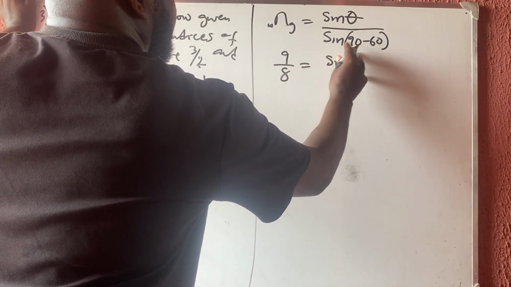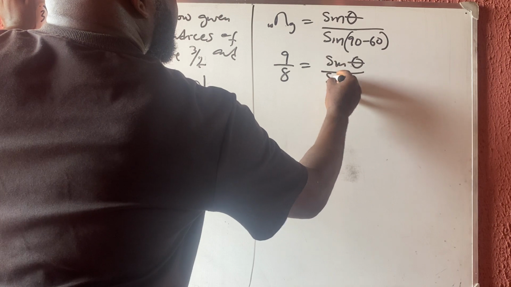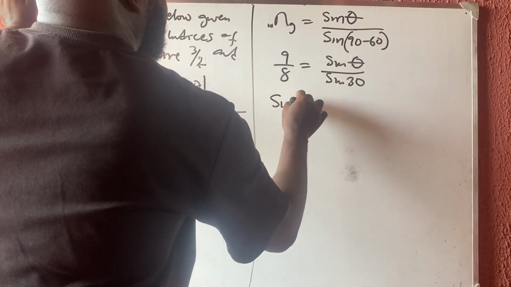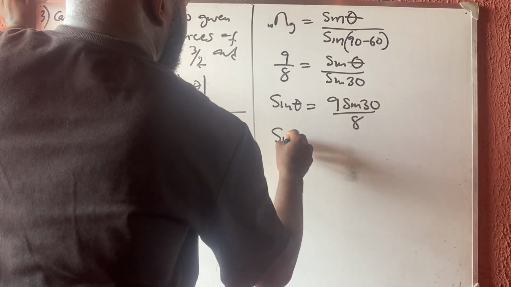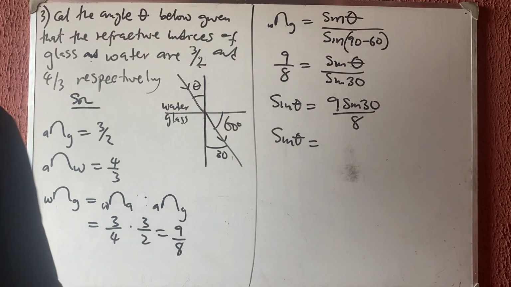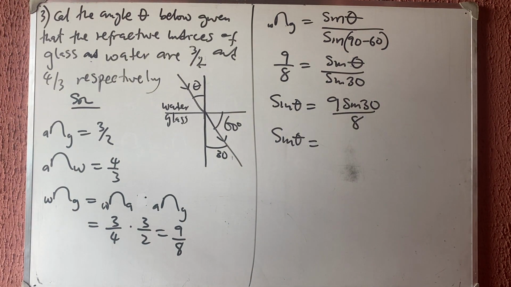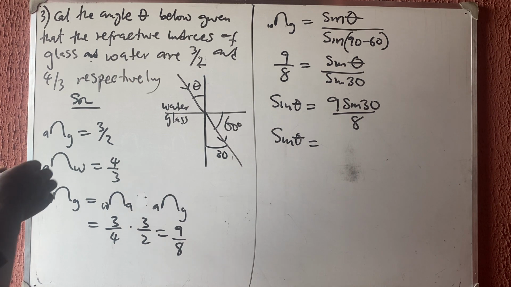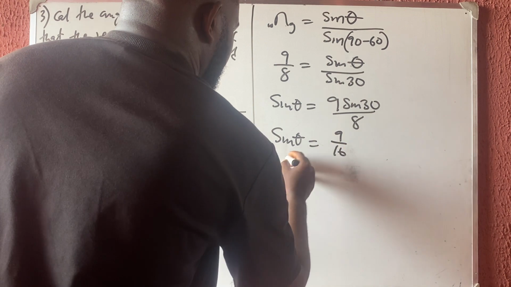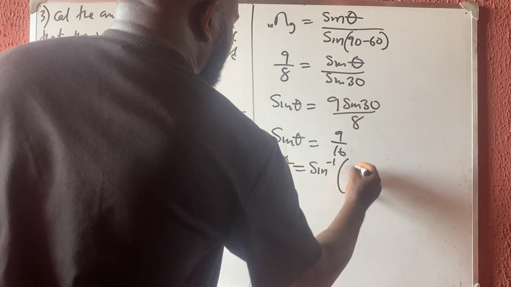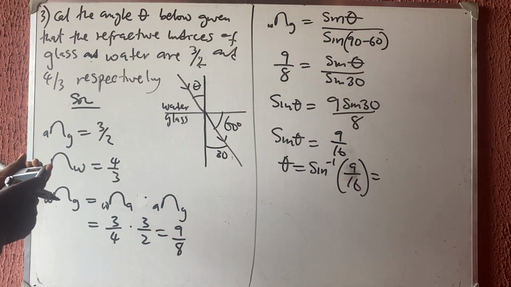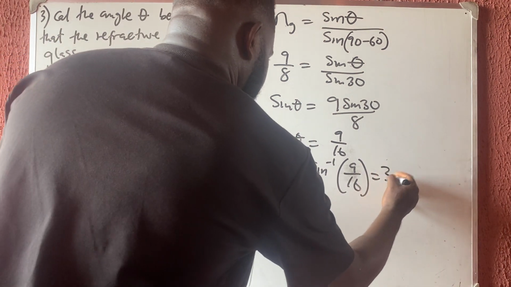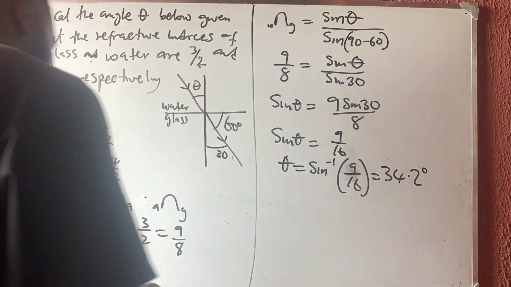Sine theta over sine 30. So my sine theta will now be 9 sine 30 divided by 8, which gives 9 over 16. So my theta will be sine inverse of 9 over 16, which is shift sine 9 over 16, giving 34.2 degrees. So this is very, very simple.